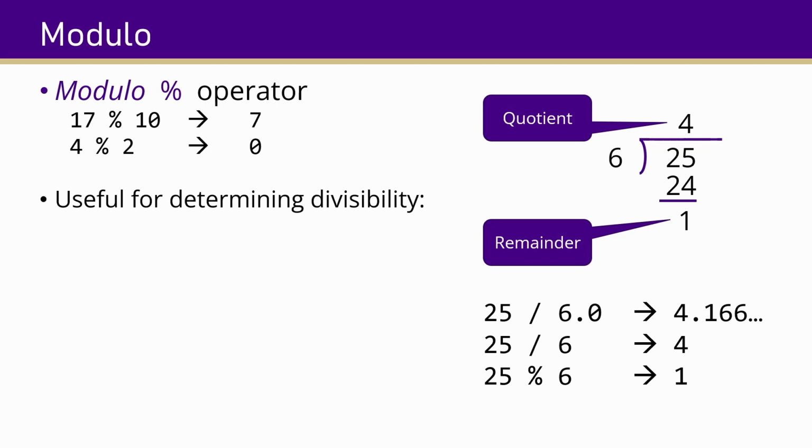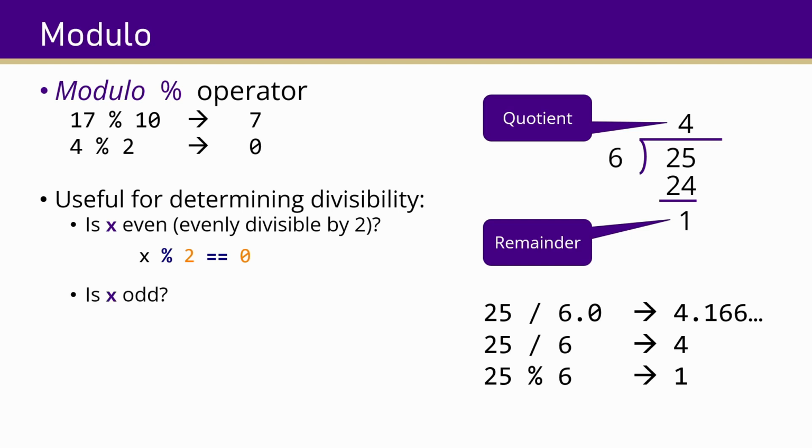For instance, if you want to check if a number x is even, you can just compare if x mod 2 is equal to 0. To check if x is odd, just compare if x mod 2 has a remainder of 1. Or if x is evenly divisible by 5, then x mod 5 should be 0.